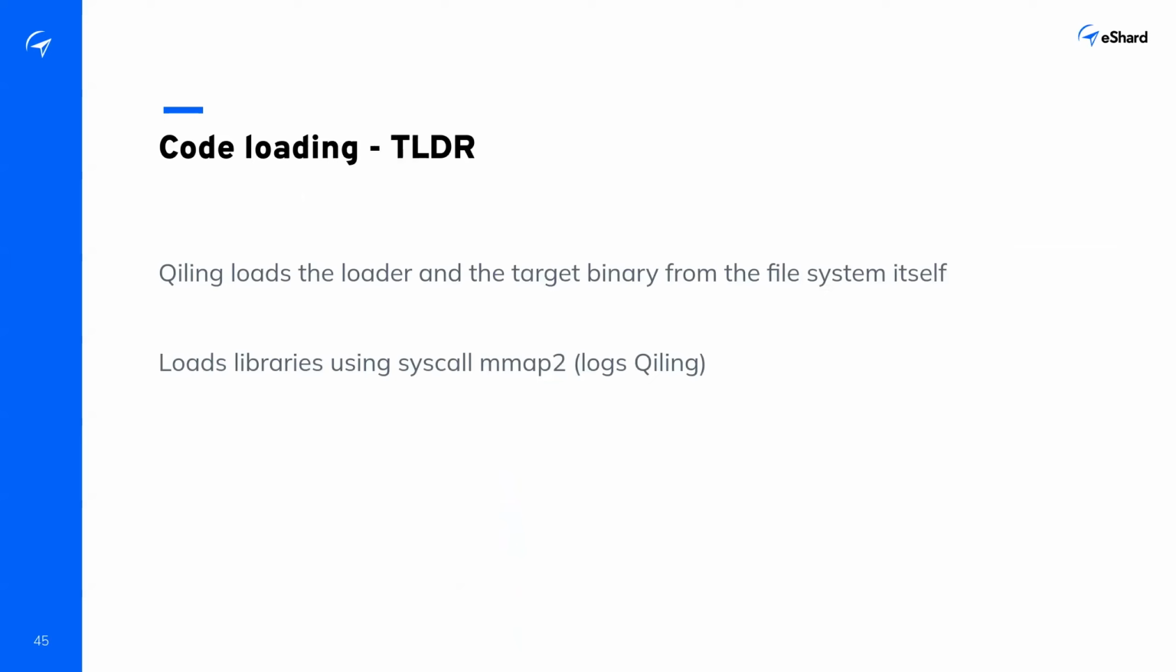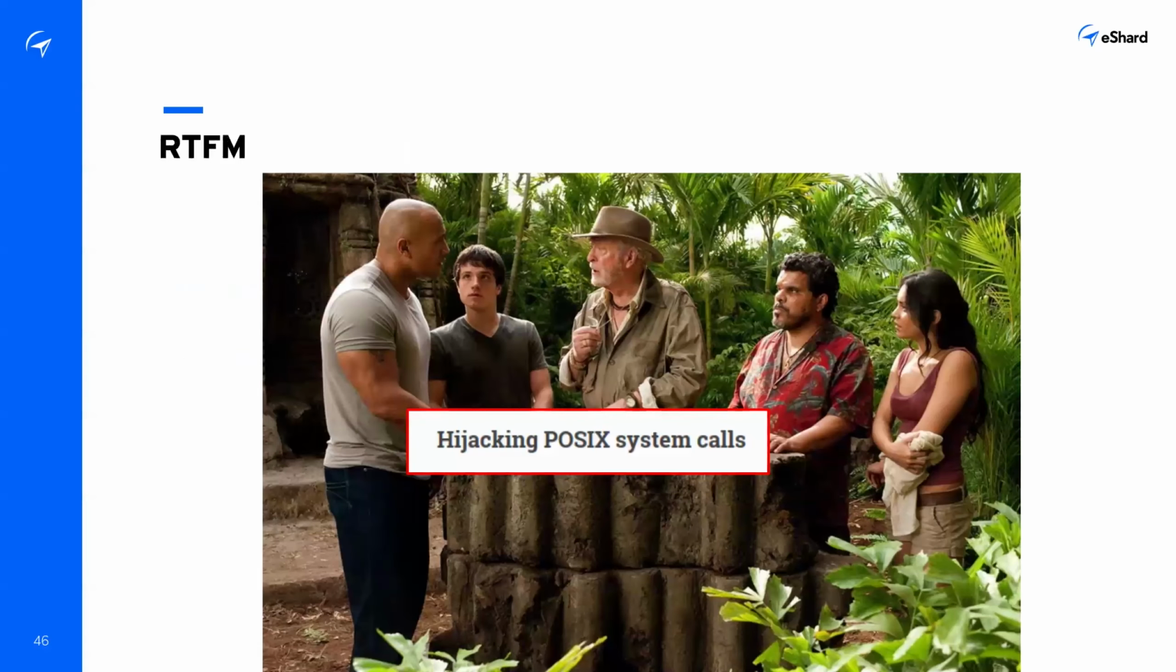It took us a bit of headaches, but technically what happens after digging into Qiling is that Qiling loads the loader in memory. It also loads the binary itself from the file system. And then the loader will load the libraries using mmap2. But if you do remember, the system calls are emulated by Qiling. That means that somehow our memory does not get this hook, so we need to add it ourselves.